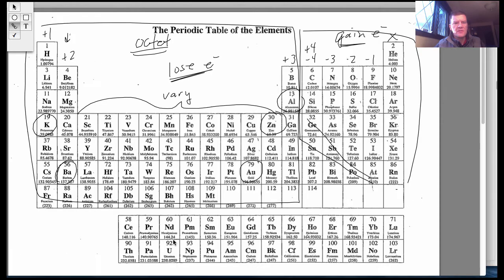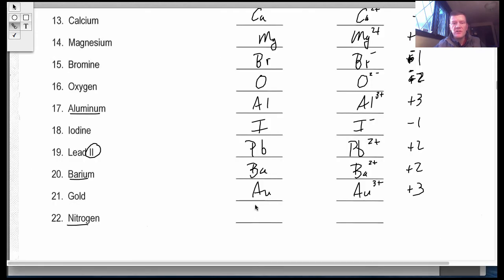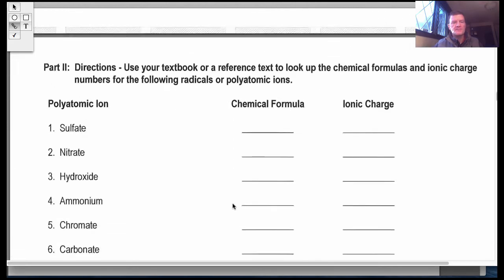Nitrogen, if you look where nitrogen is here, it's in group 15, so it wants to get 3 more to add to those already 5. So nitrogen picks up 3 more, it's going to be a -3 charge. 3 more electrons, okay? All right.